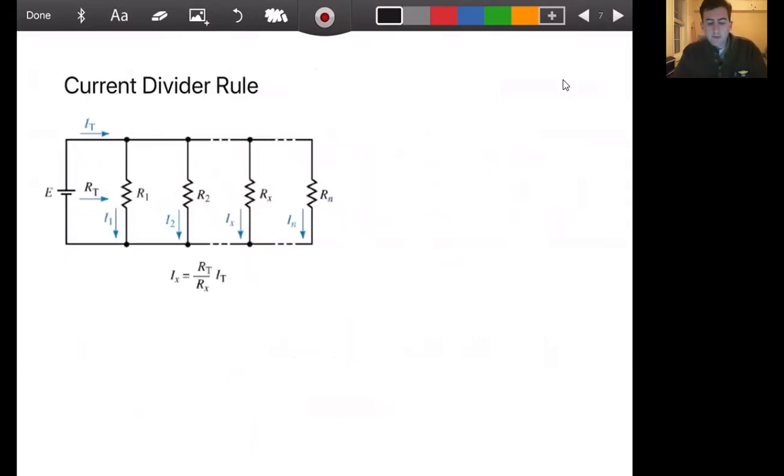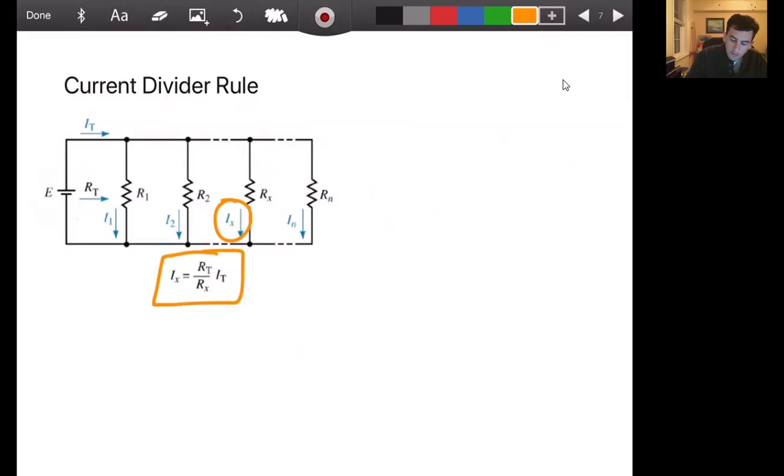Now we'll talk about the current divider rule. Again, this is somewhat similar to the voltage divider rule when we were discussing series. So in parallel, just like we divided voltage in series, we're dividing current. In this scenario, we have a voltage source, a voltage E, and a number of resistors, R1, R2, all the way out to Rn. And we want to figure out what the current is through only one of those components. In this case, Ix. We only care about the current through resistor X. Well, we have an equation provided for us on our equation sheet that lets us do just that.